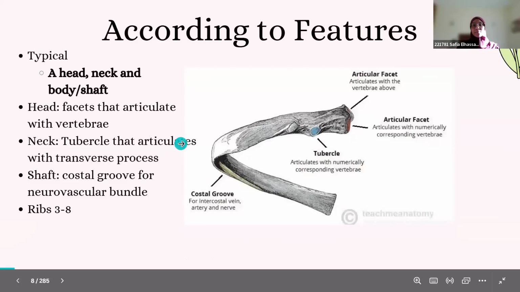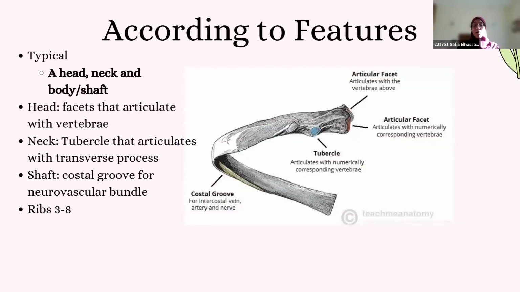So let's just talk about typical ones first. Typical ribs all have the same general characteristics. They all have a head, they all have a neck, and they all have a body. And in the head, they all have two articular facets. One articular facet is for articulating with the numerically corresponding vertebra, and the other one is for articulating with the vertebra above. As an example, let's imagine this is rib number 5. This facet, the one that's more inferior, is going to articulate with vertebra number 5, and this facet, which is more superior, is going to articulate with vertebra number 4.